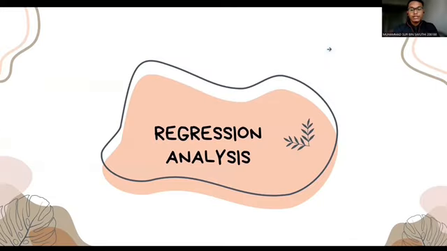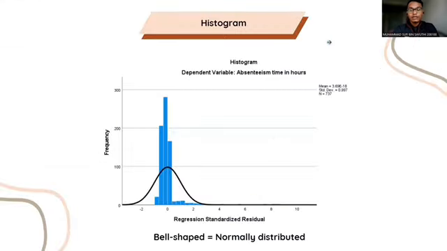Now proceed with regression analysis. So for this dataset, we use multiple linear regression because it has one dependent variable and 4 independent variables. So after analyzing the data, we have 3 diagrams. The first one is histogram. From this histogram, it can be seen that it has a bell shape, so it is normally distributed.